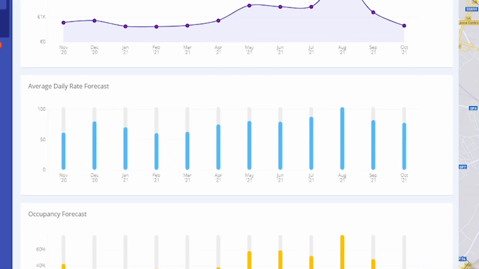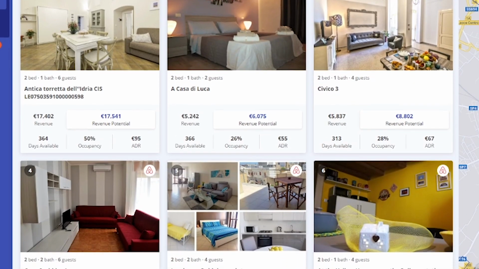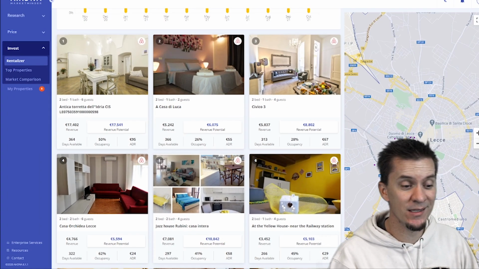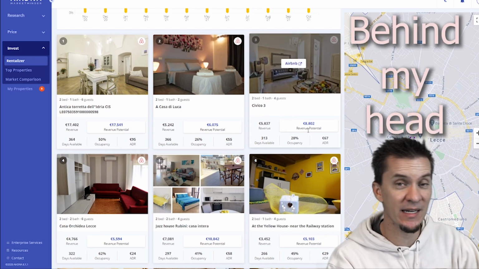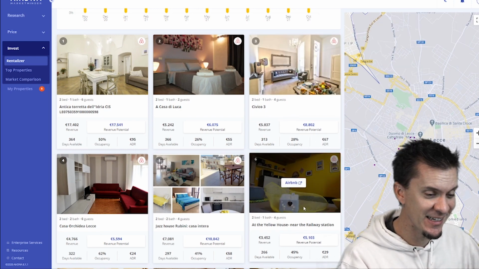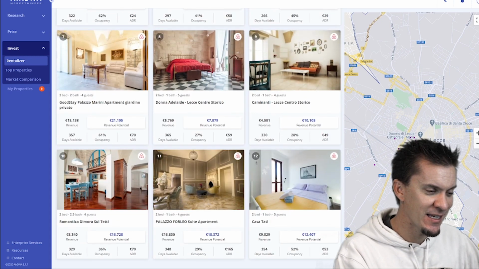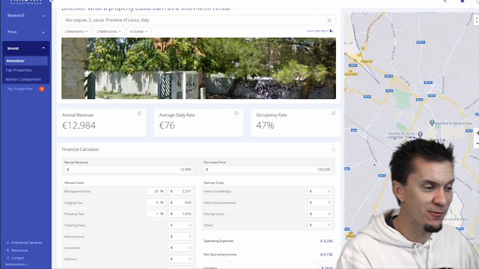But it shows a revenue forecast, average daily rate forecast, and the occupancy rate forecast, and shows you some property comparisons saying, look, you need it to look like this if you want to charge that. And you can see where they are. They're hopping up and down on the map so that you can get a good idea of what properties have what amenities and features, and it's all right there ready for you.